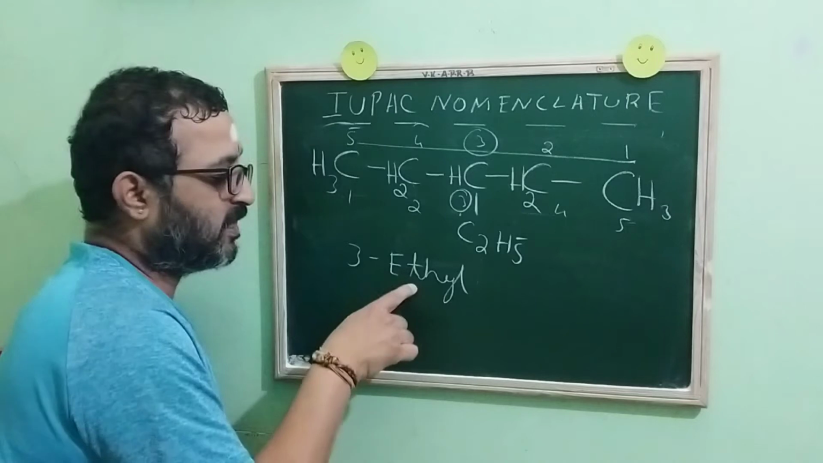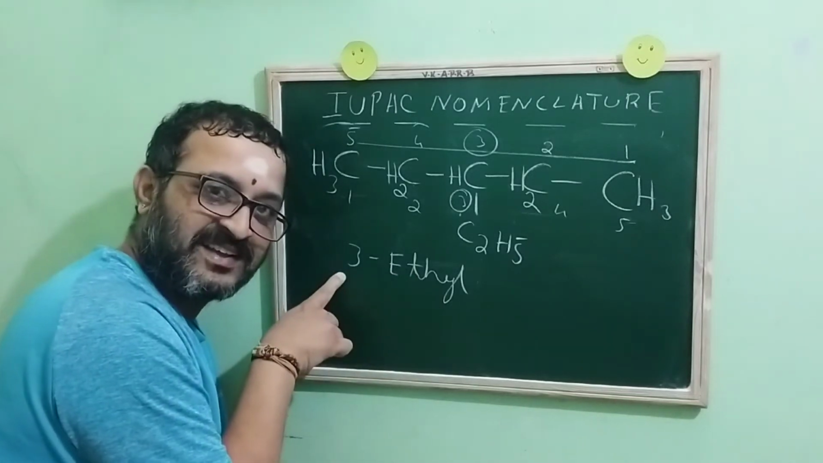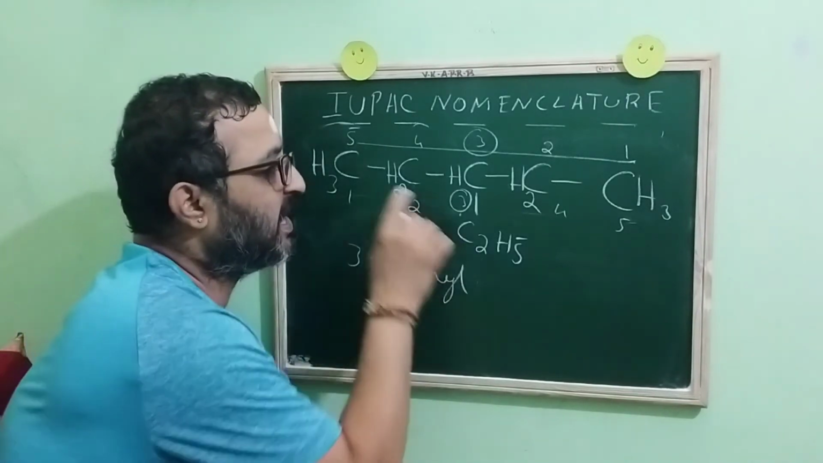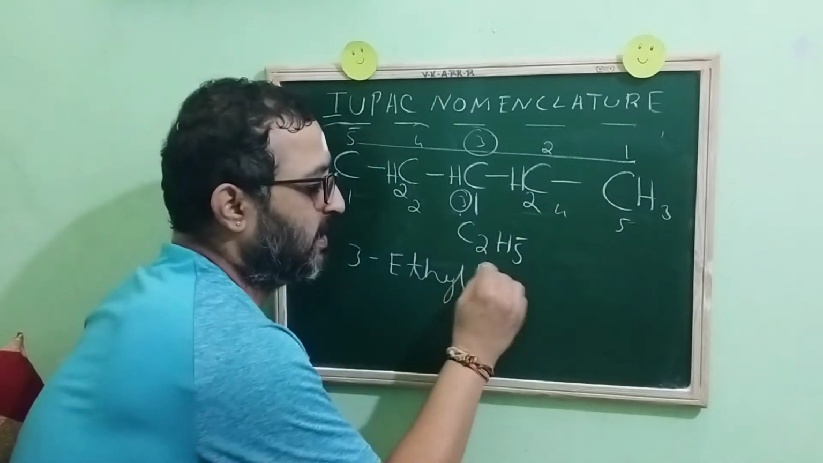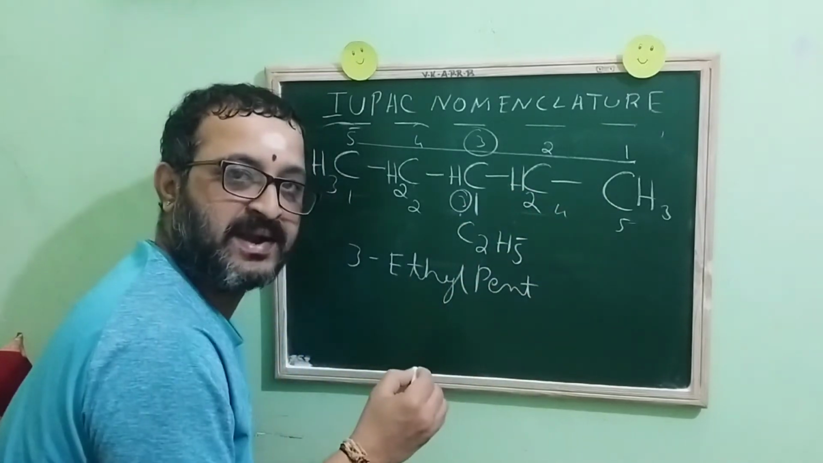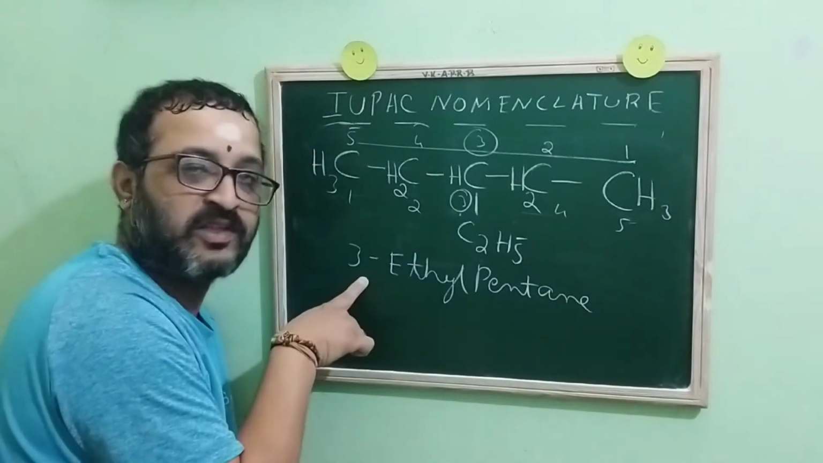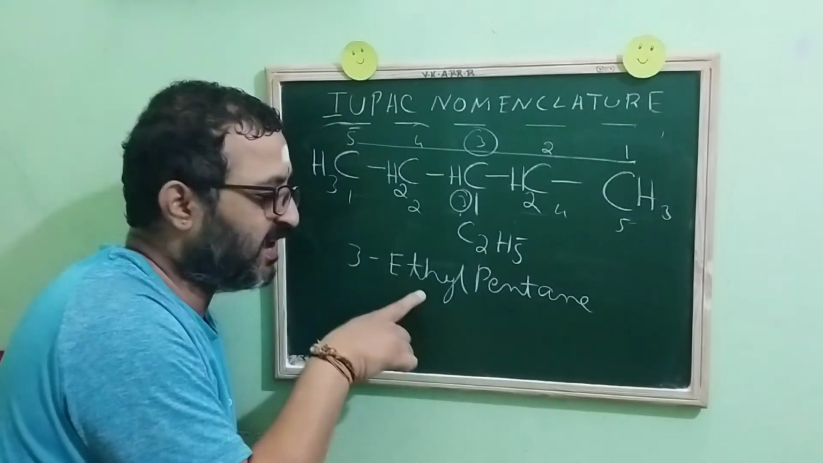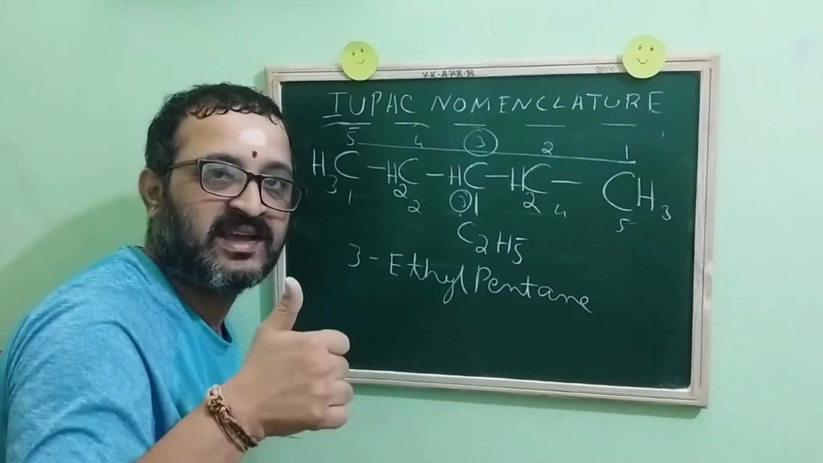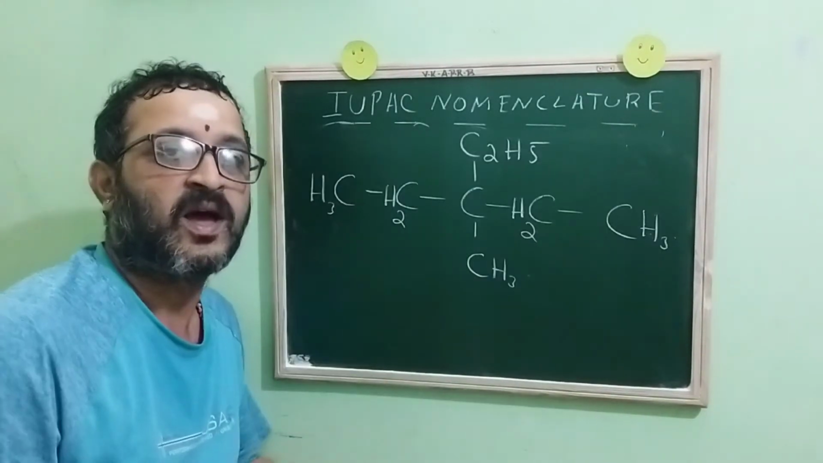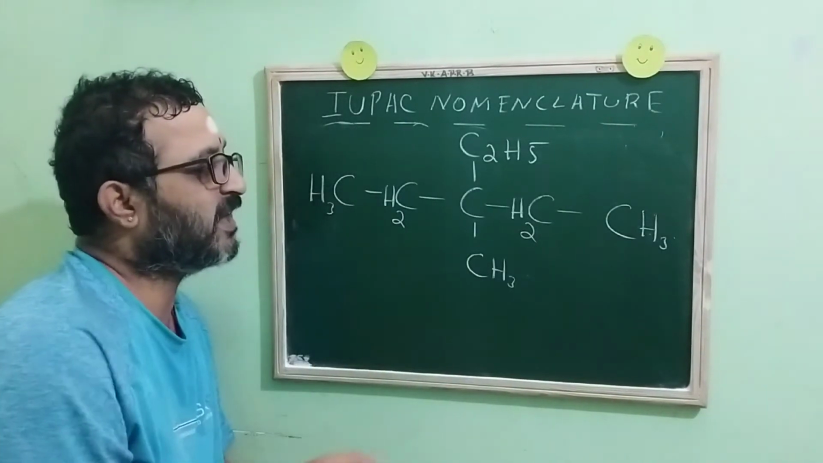So the name of the compound is 3-ethyl, that is, the location of the ethyl group is the third carbon. 3-ethyl, 1, 2, 3, 4, 5. It is what, children? Pent. Single bond, single bond, single bond. It is ane. So the name of the compound is 3-ethyl pentane. Is it clear, children? Okay, children. We'll proceed with the next compound.